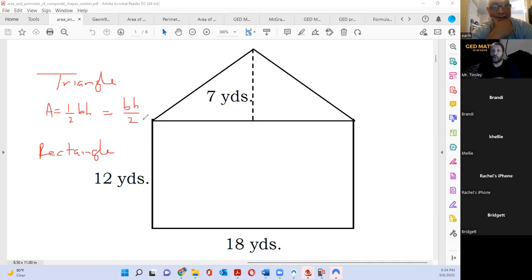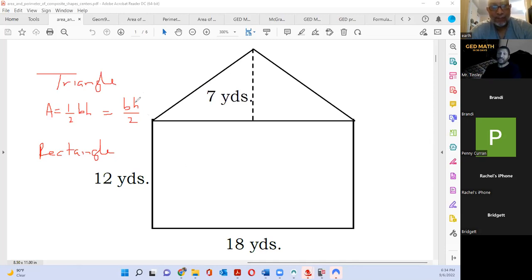The reason why is, just like when we talk about the volume of a pyramid, 1/3 times the area of the base times the height, it's easier just to divide by that number. Just divide by 3. In this case, we just divide by 2. Base times height divided by 2.